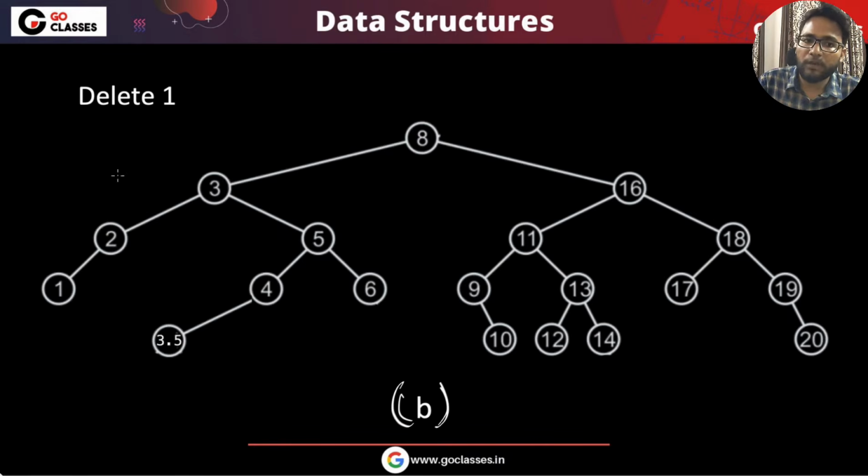So in case of B also they are saying delete 1. So they are saying that delete this 1. Let me just delete it. 2 is balanced, 3 is imbalanced, right? Because this height is 3, this height is 1, so 3 is imbalanced.